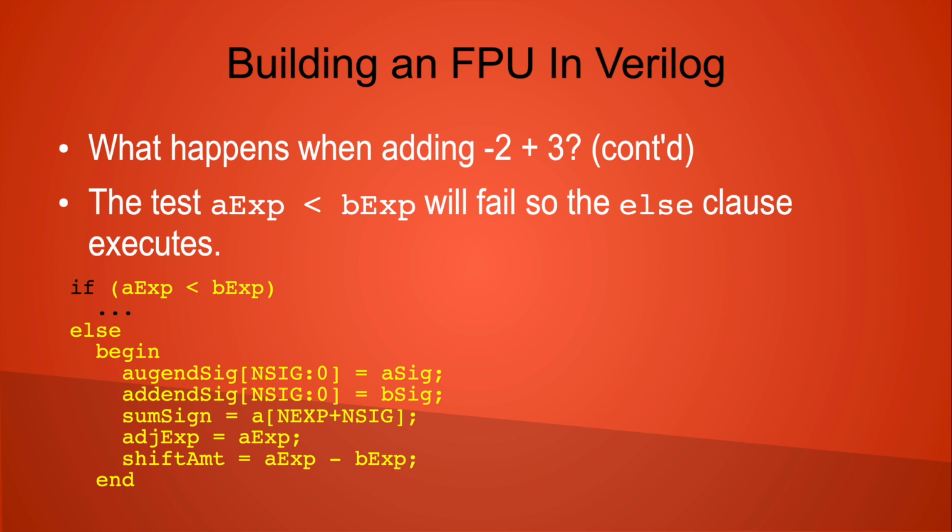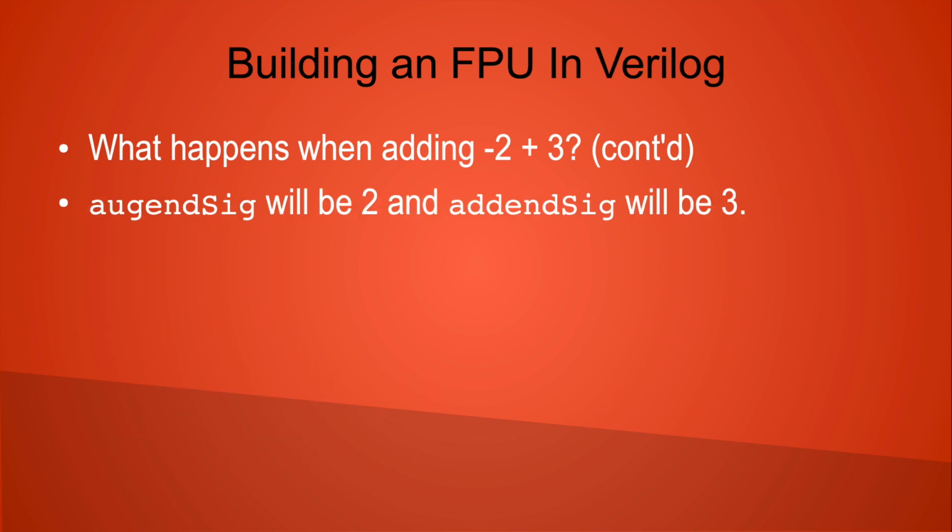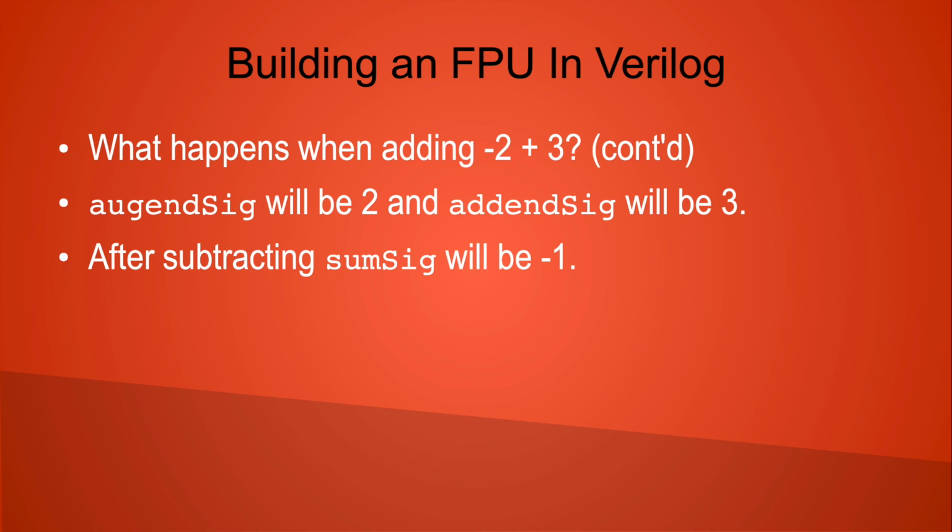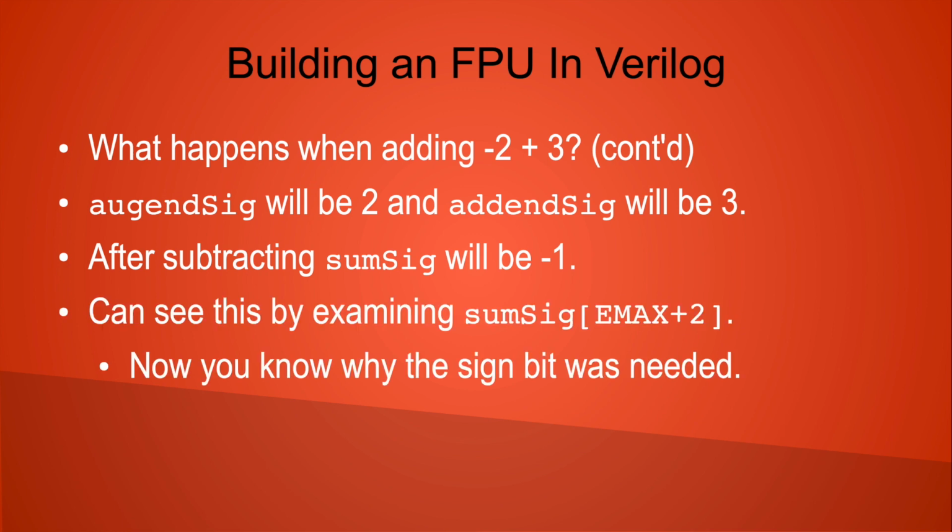The if statement test AEXP less than BEXP will fail, so the code will go through the else clause and assign the significand for -2 to Augend sig and the significand for 3 to Addend sig. Because our two operands have different signs, the subtract flag will be 1, and p-adder will perform a subtraction. The result of the subtraction will be -1. We can see that the result is negative by testing bit sumsig emax plus 2, the mysterious, previously unexplained sign bit, which I added when I determined the size of the significands.